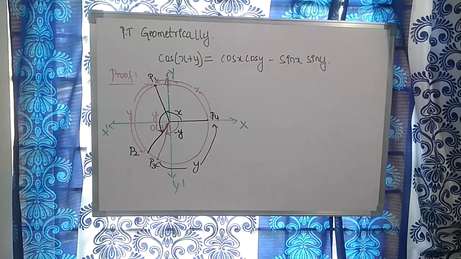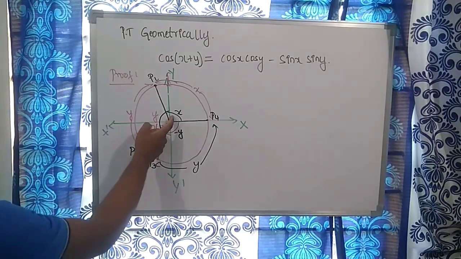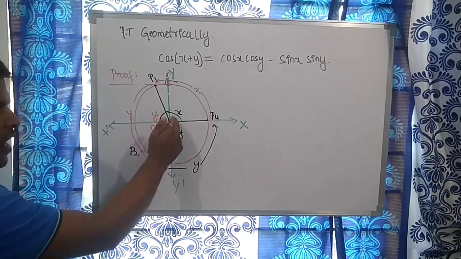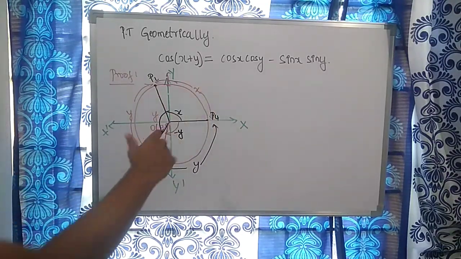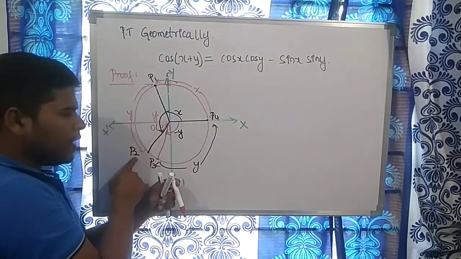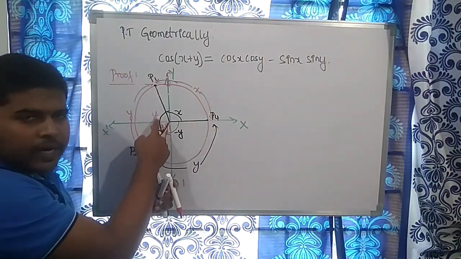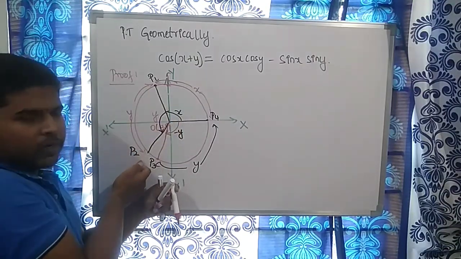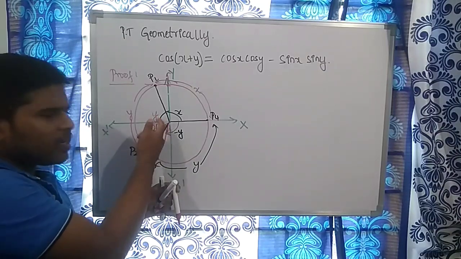You can observe here that point P1 is the first step. It creates an angle of x radian. That means we rotate by x radian. If it is x radian, obviously it covers an arc length of x. Second step is for point P2, take y radian. Y radian means we rotate from OP1 to OP2 up to y radian. It is a measure of rotation.